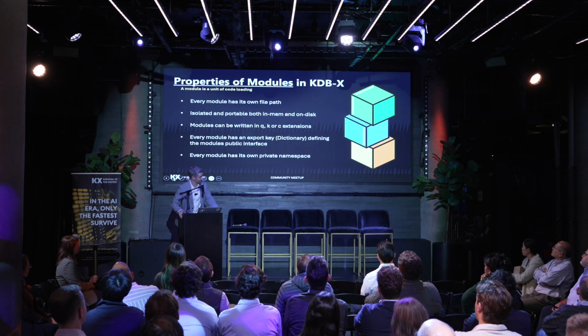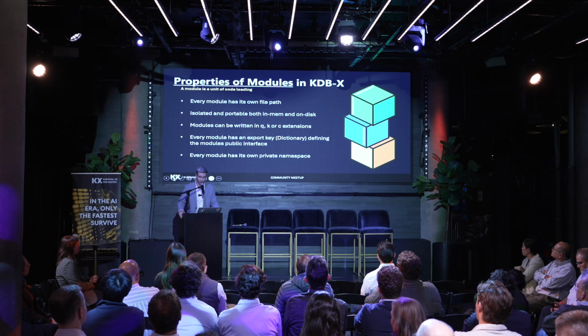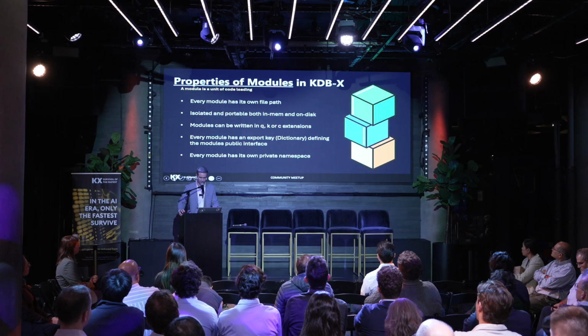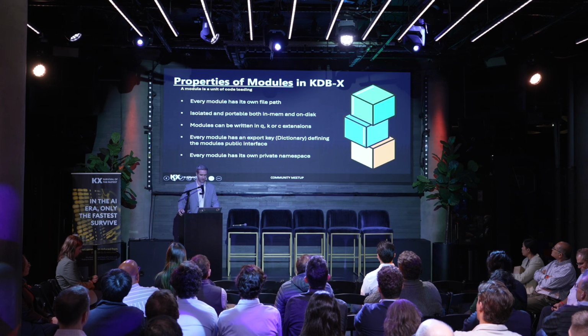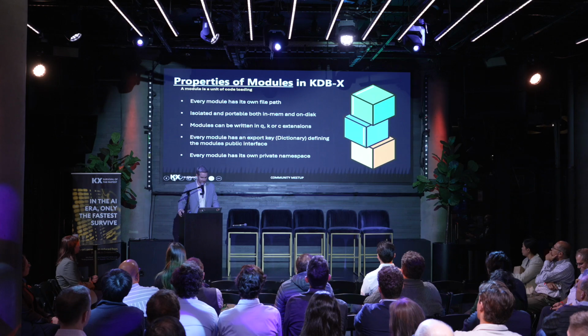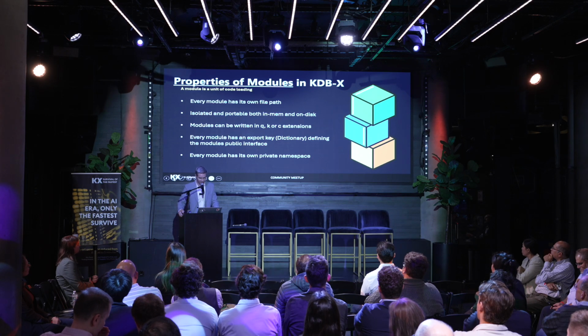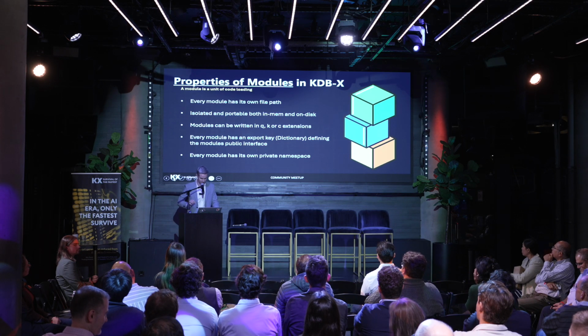Modules will have certain properties in KDB-X, so we've defined a module to be a unit of code loading. Every module will have its own file path. They'll be both isolated and portable, in memory and on disk. They can be written in Q, K, or C extensions. Every module has an export key or a dictionary defining its public interface. And finally, every module has its own private namespace.